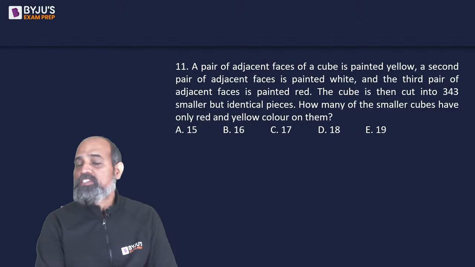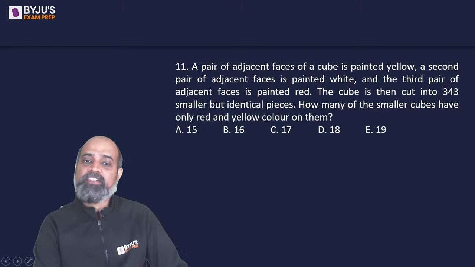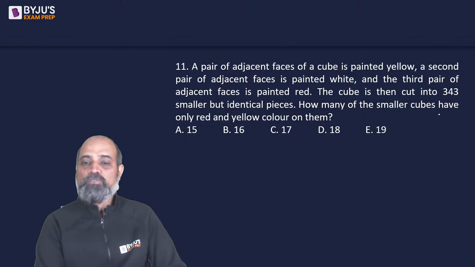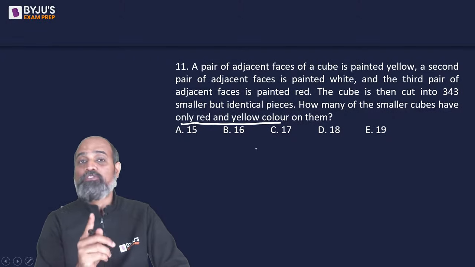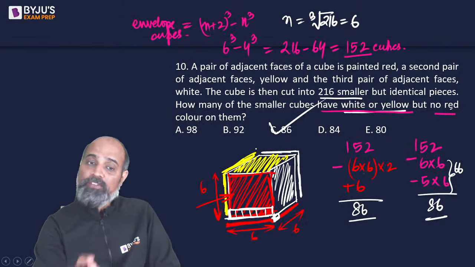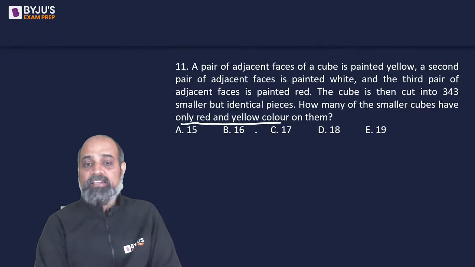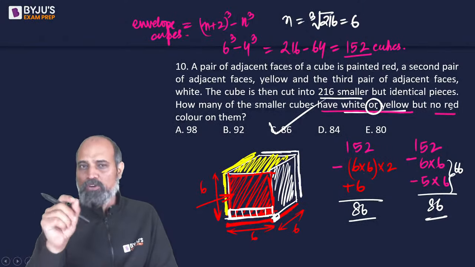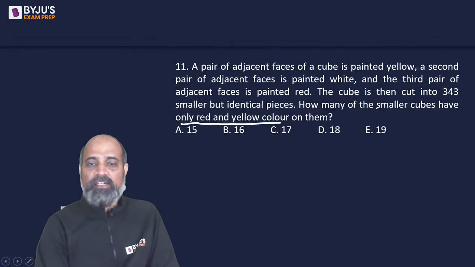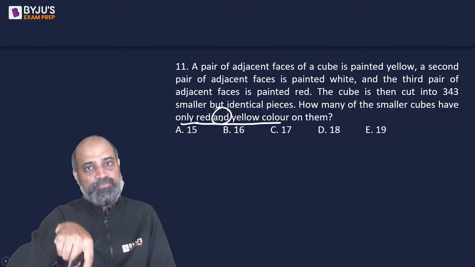A pair of adjacent faces of a cube is painted yellow. A second pair of adjacent faces is painted white and the third is painted red. The cube is then cut into 343 smaller but identical pieces. How many of the smaller cubes have red and yellow? Only red and yellow, meaning white is not allowed. So how many of them are we going to have? Similar question, the number of smaller cubes has increased. And secondly, it's not white or yellow. It's not about the color name. It's more about whether you have 'or' or 'and'. It was 'or' before, now it's 'and'.